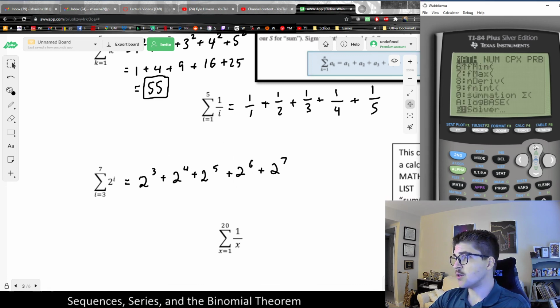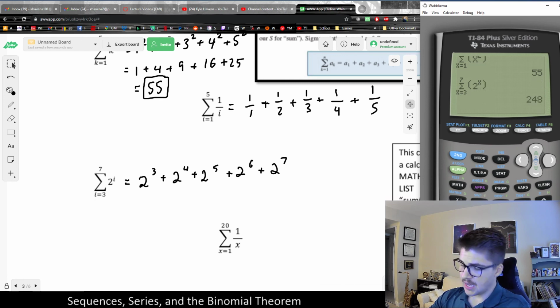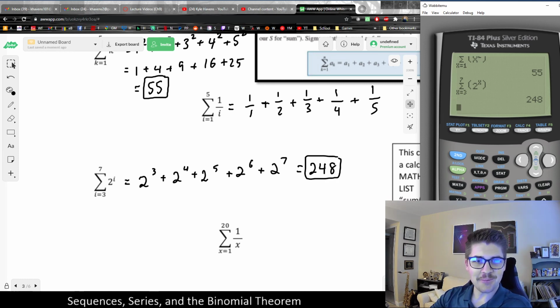But I could always go math, summation, and type all that in. I want to add from 3 to 7 of 2 raised to the x power. You could actually use any variable. Notice that your calculator has letters of all types, but I prefer to just use x. In this case, that would be 248, which is obviously way more efficient than having to add it all up manually.